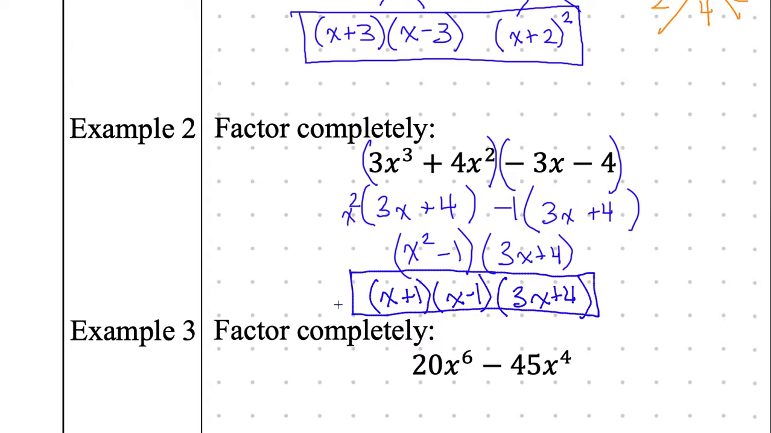Questions before we move on to example number 3? Beverly? How did we know that x squared minus 1 can be factored further? Because you always have to stay on the lookout for difference of squares and for sum of squares. This was a difference of squares. X squared is a square, 1 is a square.